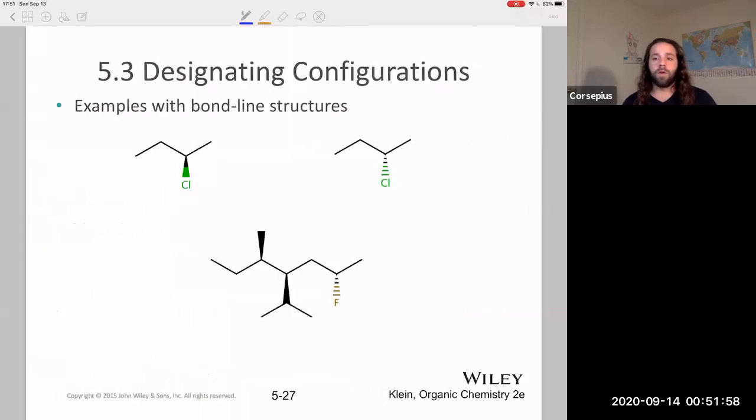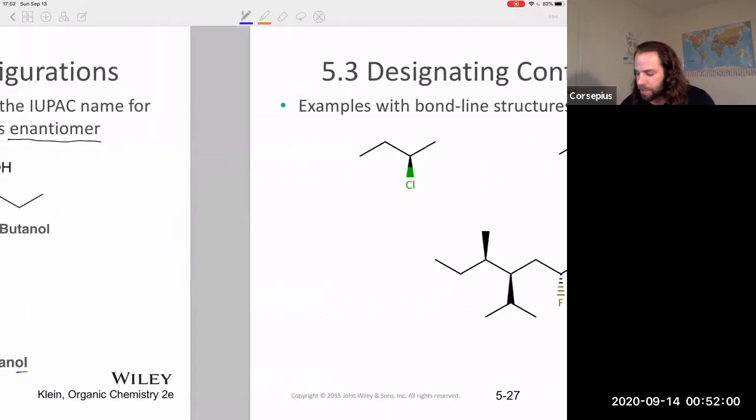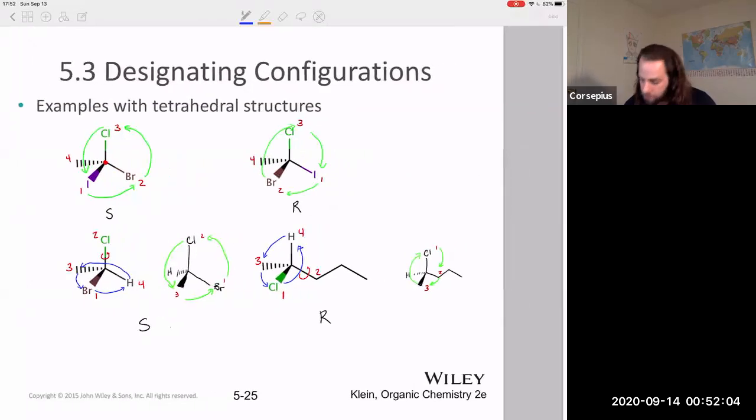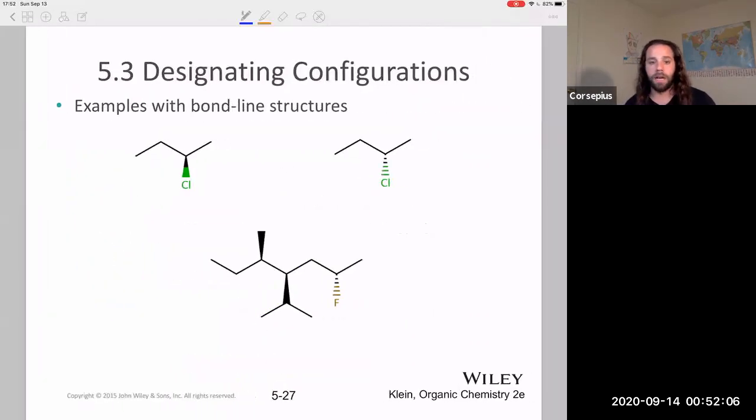The last thing I want to go over is, we did these previous examples where it's drawn as a tetrahedral. That's all well and good, but really when we look at bond line structures, we don't look at them as tetrahedrals. We look at them as something like this with wedges and dashes. So let's learn how to go about assigning R and S easily on a wedge and dash bond line structure here.